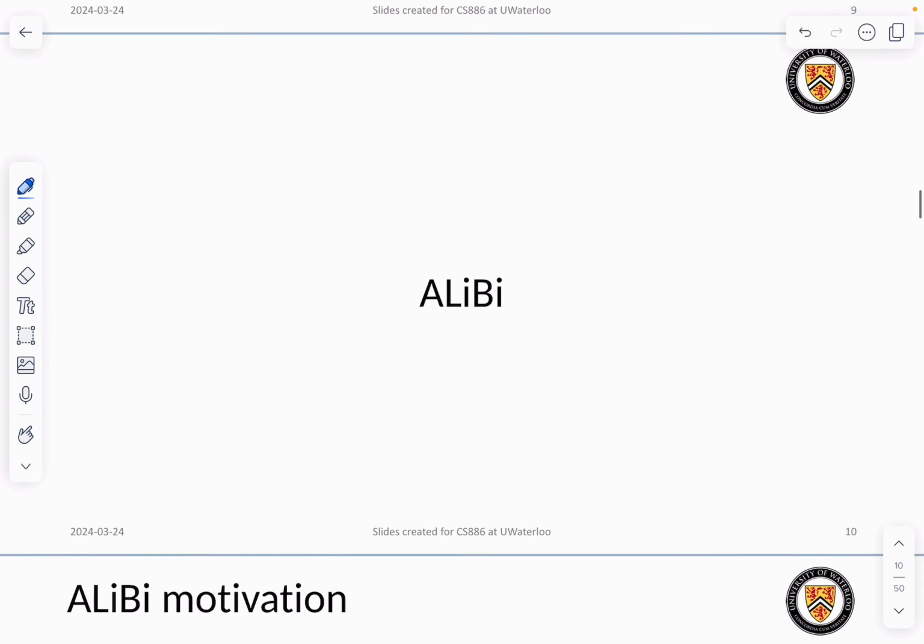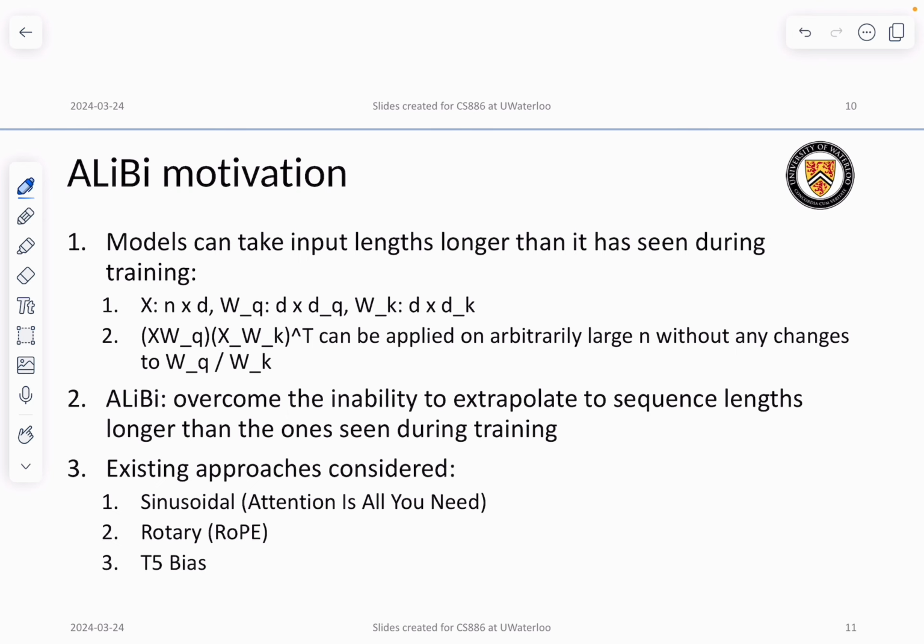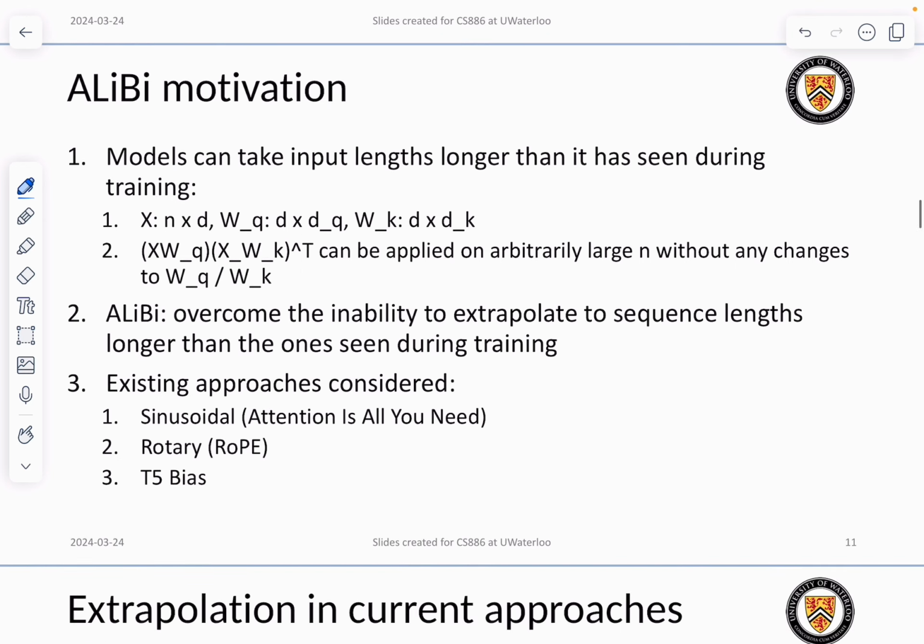Okay, so that was a very fancy mechanism, and let's look at the next mechanism, which is called ALiBi, and it's much simpler compared to the previous one. The motivation for ALiBi is that Transformer models can take arbitrarily long input lengths compared to what they have seen during training.